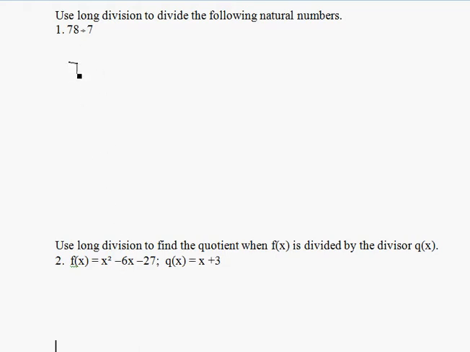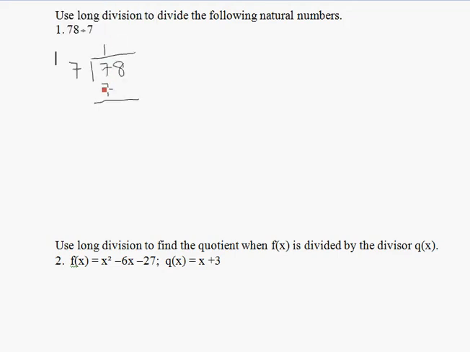So we have 7, and we're dividing that into 78. So the question is, 7 times what number gets written up here, equals 7. Well, 7 times 1 gives me 7. So we write the 7 down here. And then what do we do with these two numbers here? Well, we subtract those two numbers.